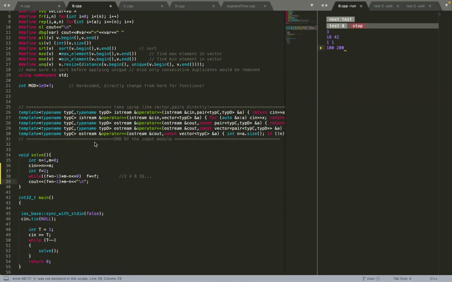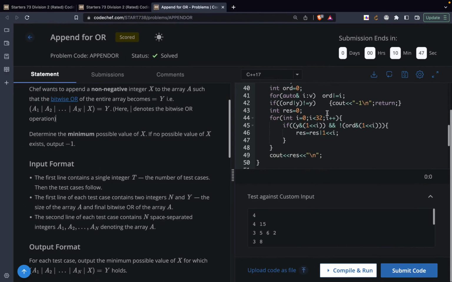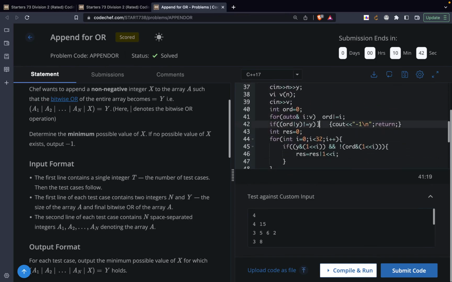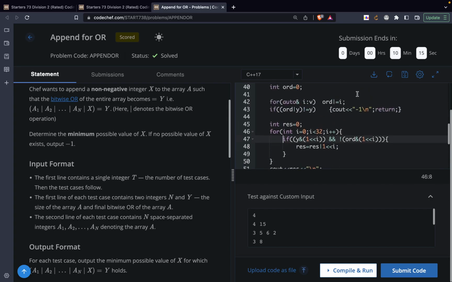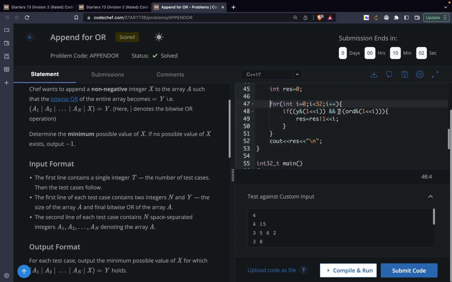So let me get to the code. Yeah, I have the code right over here. Initially I'm doing that check. I'm calculating the OR of the entire array and then ORing it with y. If I'm still not getting y, that means my array actually had some extra bits set, so I have to print -1. This is the basic case I'm checking. If this is not the case, the answer would definitely exist, because I can set other bits, but I cannot unset any bit. So I'm taking my answer initially equal to 0. Then for all the bits, I'm checking if there's a bit that is not set in my array and is set in y. In that case, I have to set that bit in the result, the number I'm going to tell Chef. I'm setting that bit, and at the end I'm producing my result.